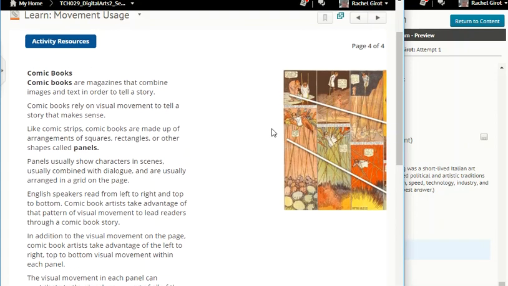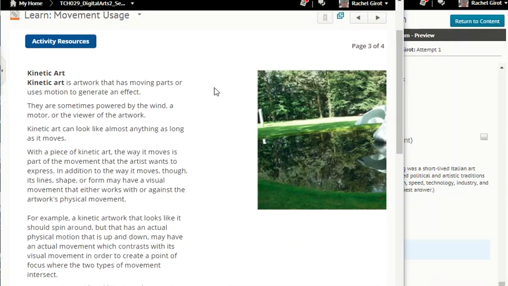So there are those, I guess those were called arrows. They kind of look like lines to me. Okay. And it looks like Mrs. Girot skipped a page. Page 3 here.